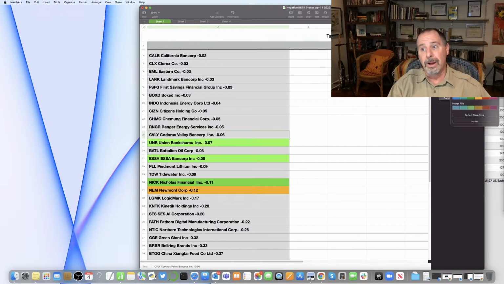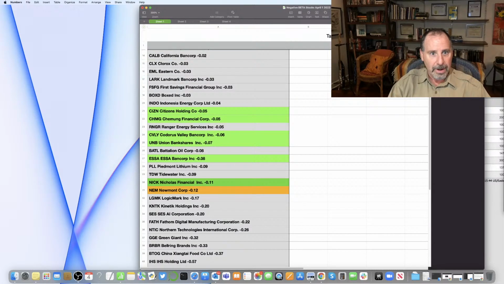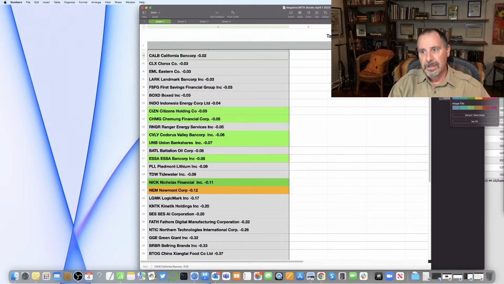Codorus Valley Bank Corp. All right, it's interesting. Chemung Financial Corp. Right. Citizens Holding. I bet you that's Citizens Bank Corp. And there's others. There's First Savings, Landmark Bank Corp, California Bank Corp. All right, Jeff, we get the picture. So banks. So not bad.